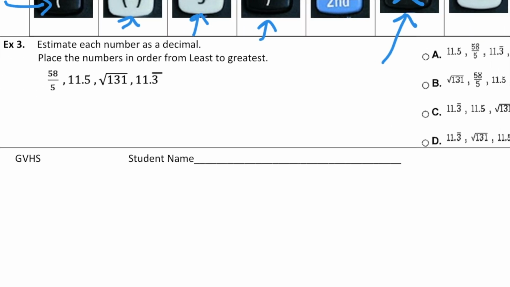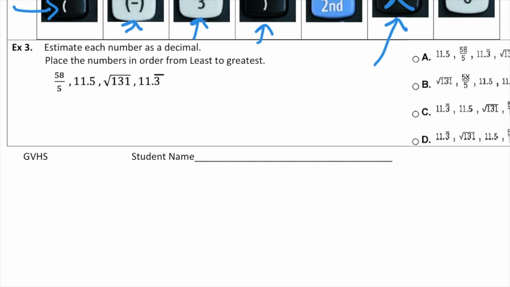So for number 3, you're going to estimate each number as a decimal. Then you're going to place these numbers in order from least to greatest. So first, get the decimal values.